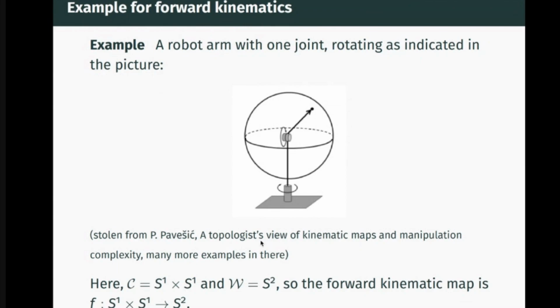This picture, again, I have no copyright, but I tell you where I stole it. It's from Pavlicic's work, A Topologist's View of Kinematic Maps and Manipulation Complexity. There are also many more examples studied in there of these robot arms and joints and whatever.